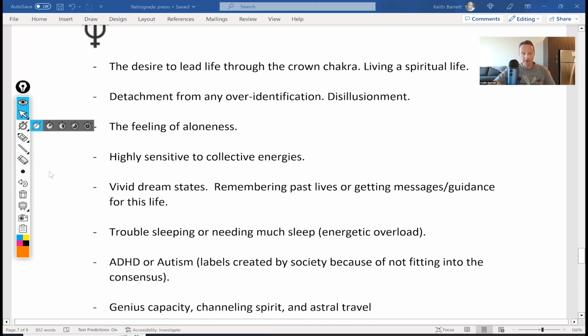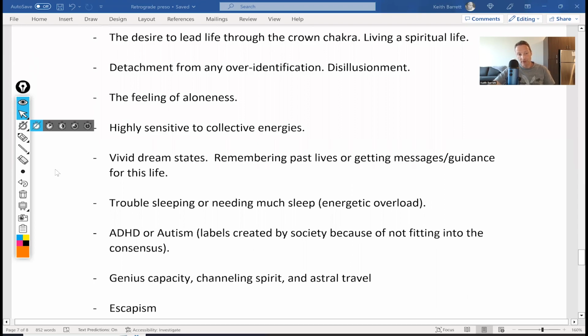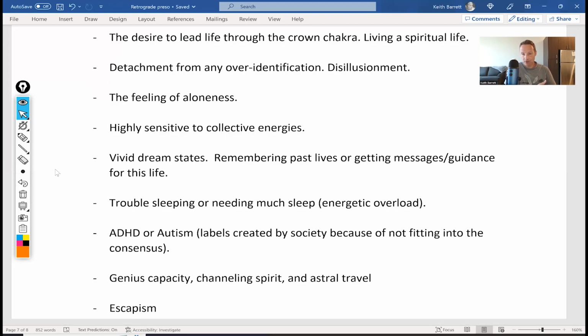The other thing here is vivid dream states, and I can attest to this. I don't have Neptune retrograde in my natal chart, but in progression, it's gone into retrograde, and I think it's been there for most of my life.